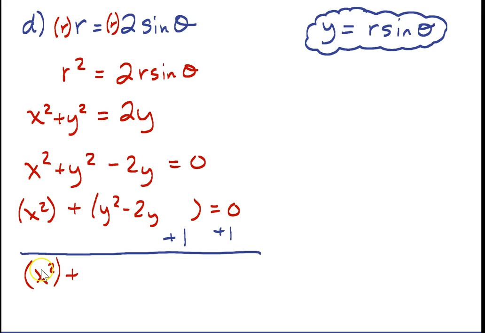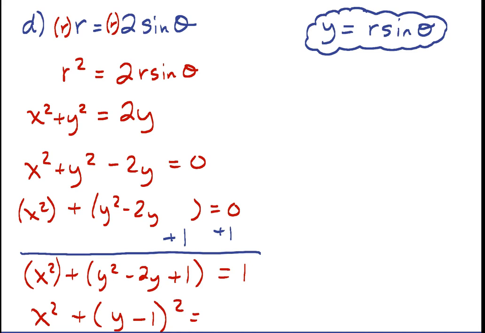This guy's going to be y squared minus 2y plus 1. Is that a perfect square of something? Yeah, right here. Isn't that y minus 1 and another y minus 1? So this is x squared plus (y minus 1) squared is equal to 1. Okay, there it is. What does that mean?